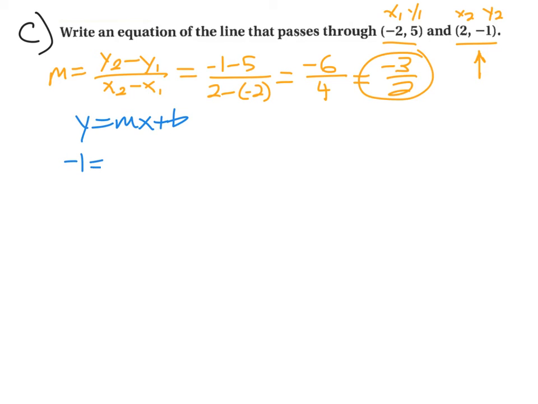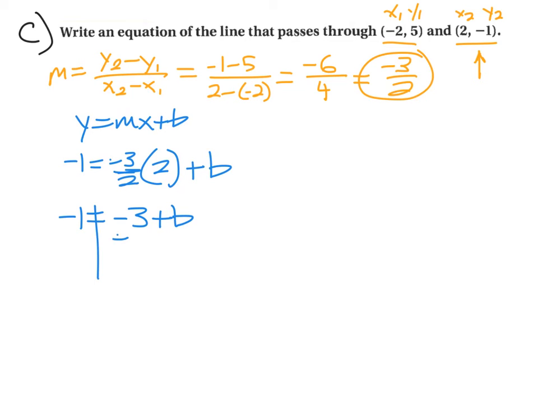Y, for the point we chose, is -1. Our slope is -3 over 2, and our x value for this point is 2, plus b. Now, -3 over 2 times 2 is just going to be -3. We still have our plus b here, and now we just solve. We add 3 to both sides. -3 plus 3 is 0, so that leaves us with b equals 2.